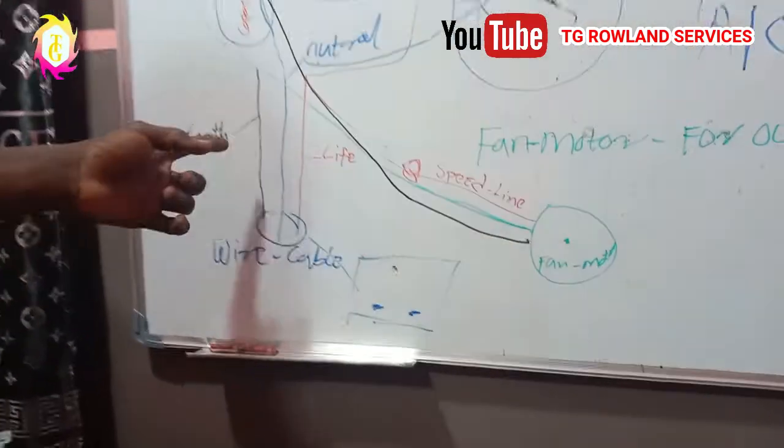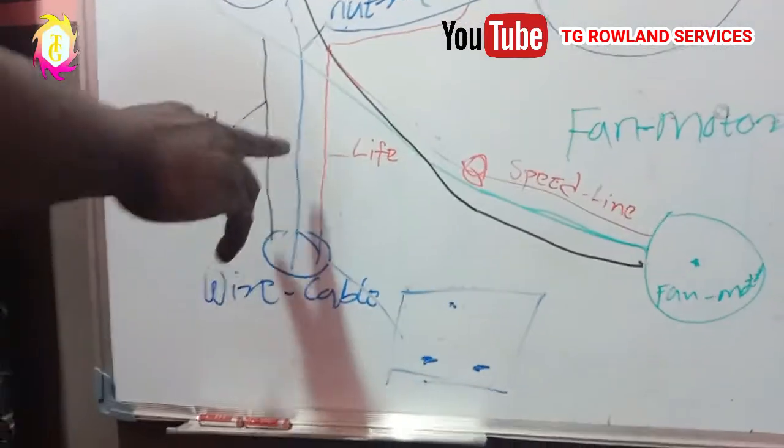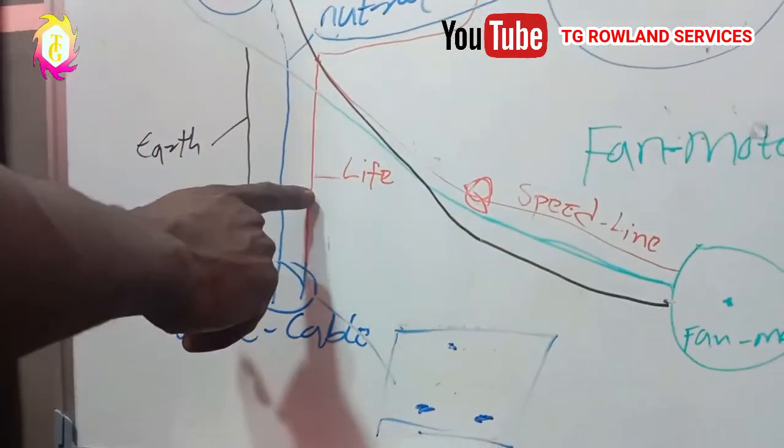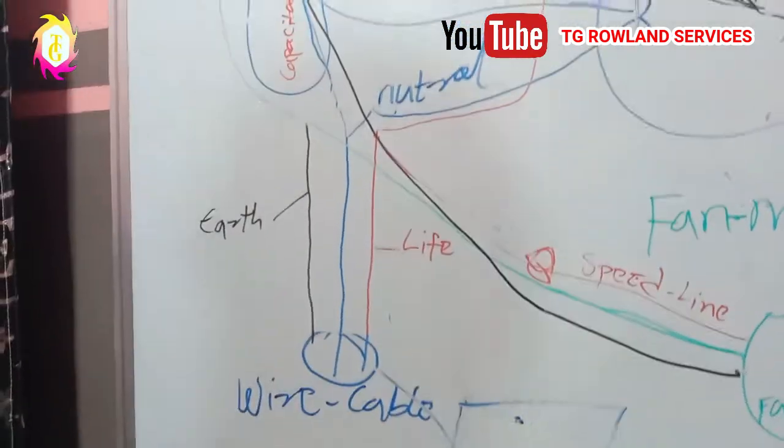So, when you watch down here on the board, this is what we call a wire, it's a cable. The cable normally has what we call a red wire and a blue wire and X. We'll come to that in practical.